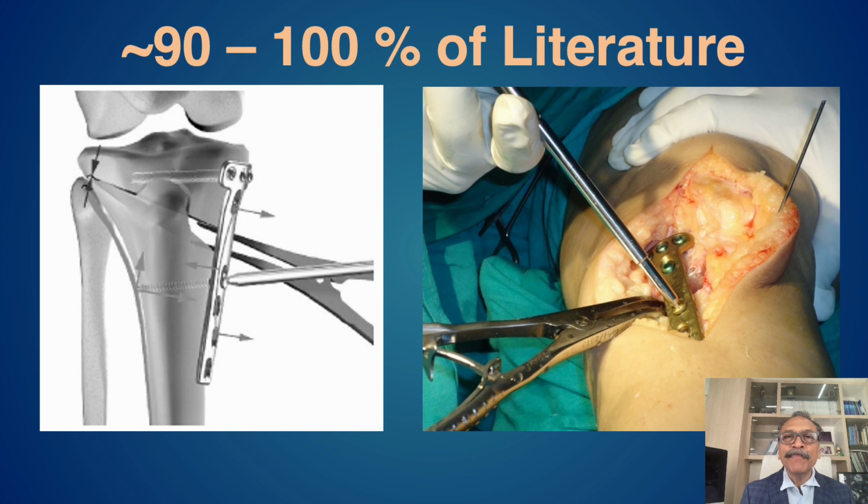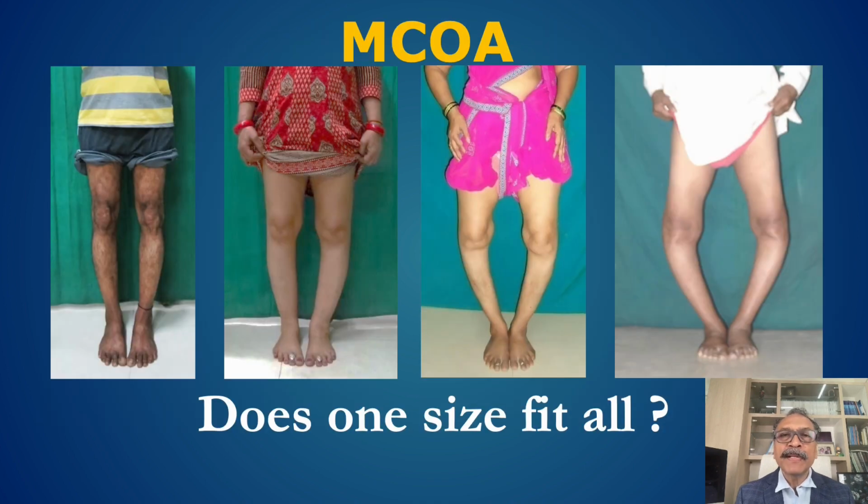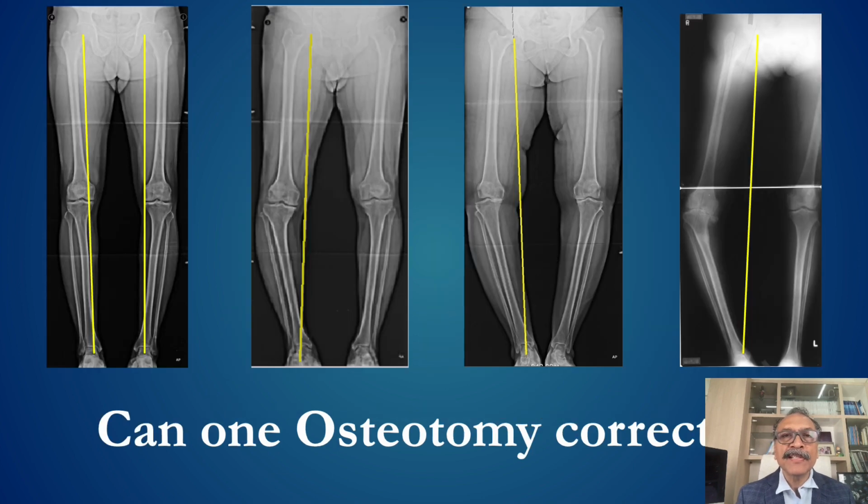So today, 90 to 100% of the literature is based on the medial opening wedge high tibial osteotomy. It is fantastic. But when we see the presentation of medial compartment osteoarthritis in our OPD, they may present to us with mild, moderate, severe, or horrendous or grotesque deformities. So can one osteotomy do justice to all?